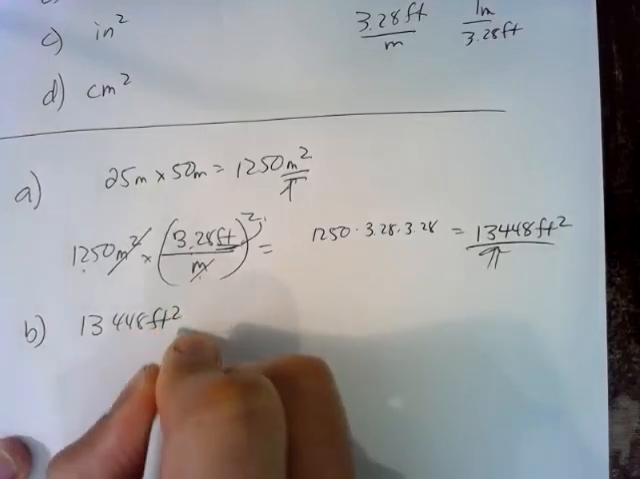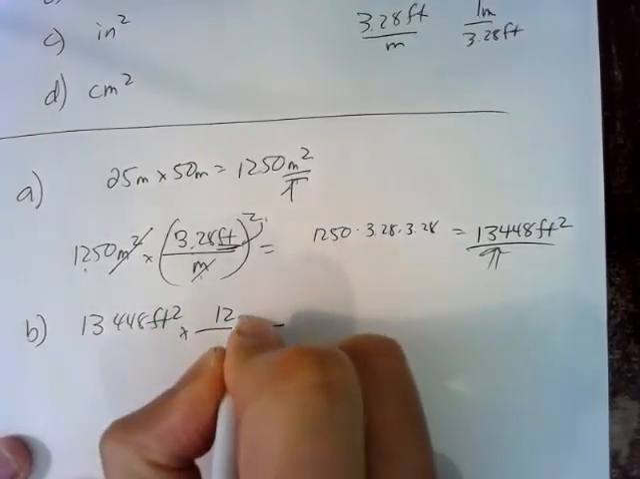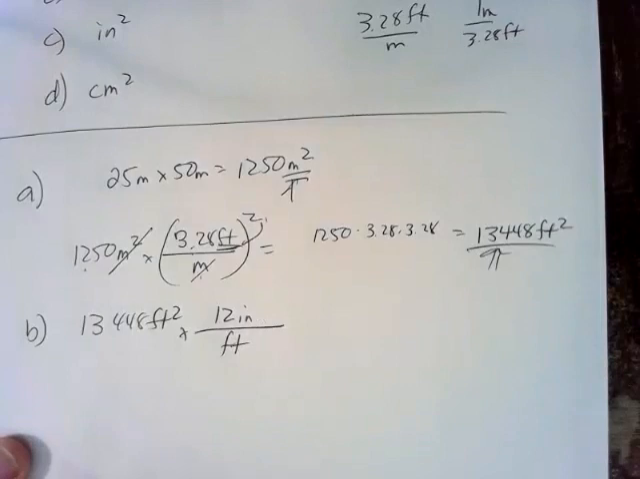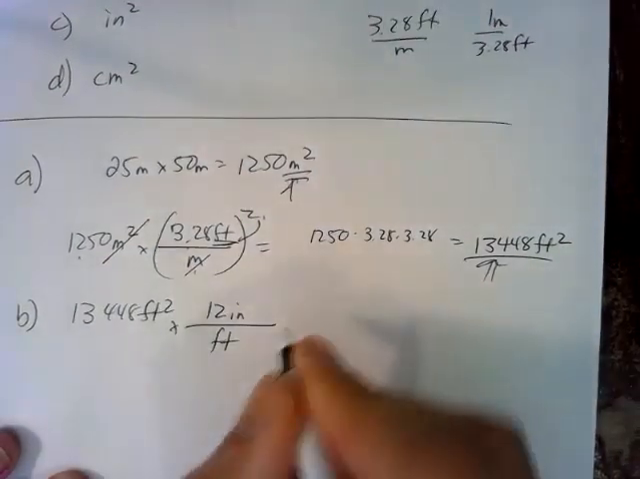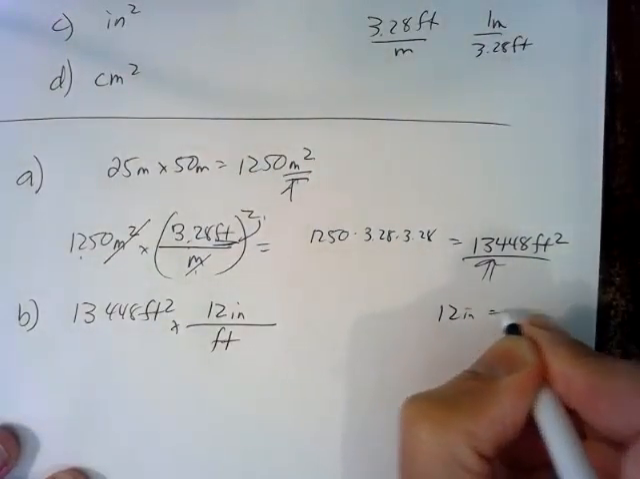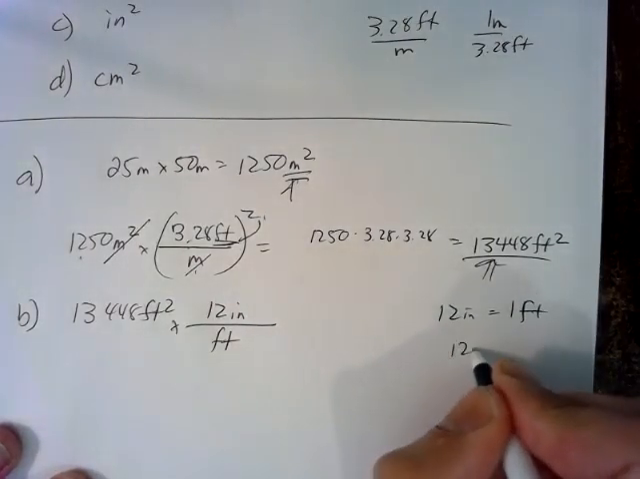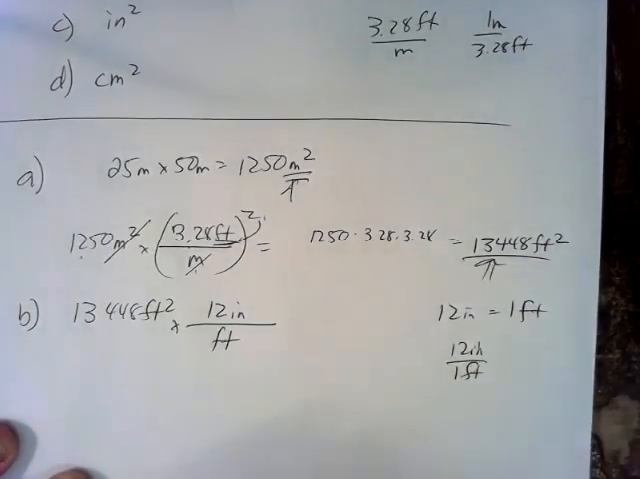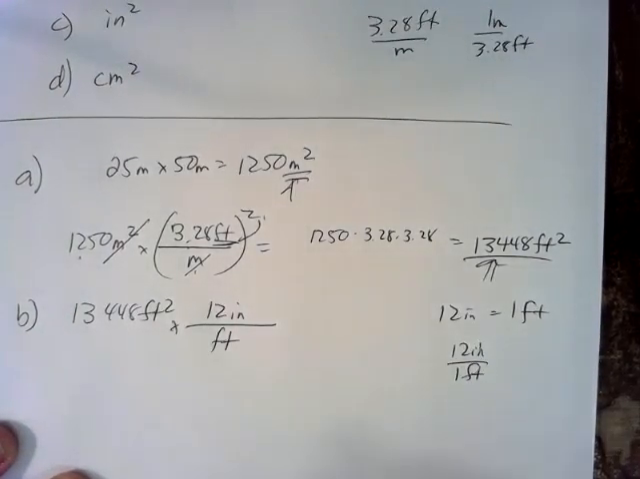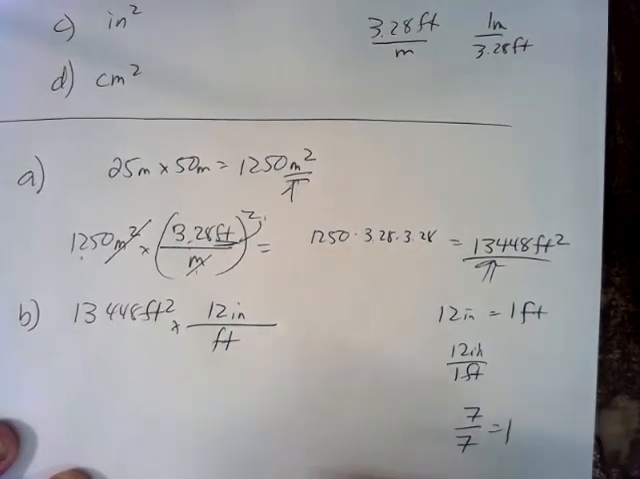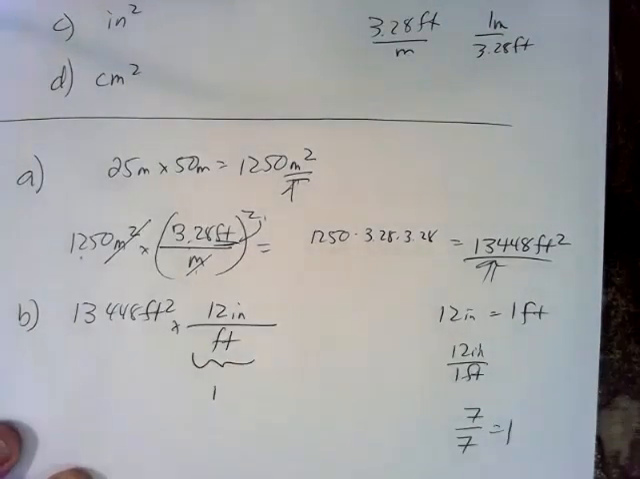13,448 feet squared. We know that there are 12 inches in a foot. That's another conversion factor. These two things are equal. 12 inches is equal to 1 foot. If I walk a foot or I walk 12 inches, I've walked the same distance. So this ratio is really the ratio of two things that are equal. If we take two things that are equal and divide them by each other, what do we get? We get 1.